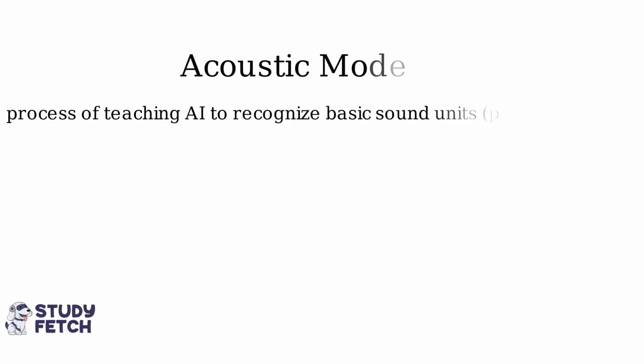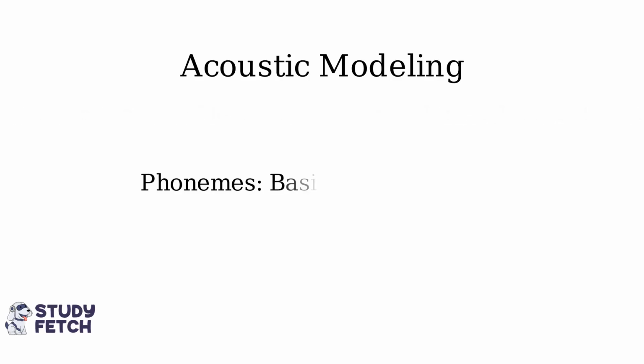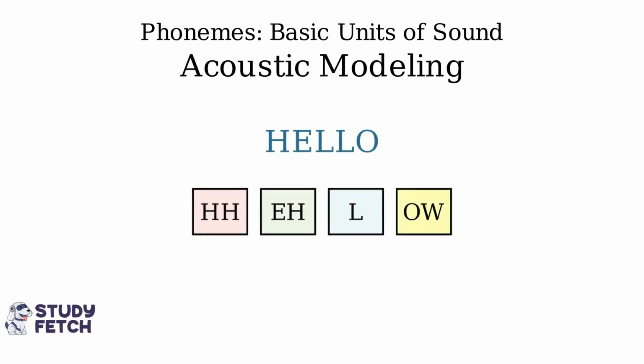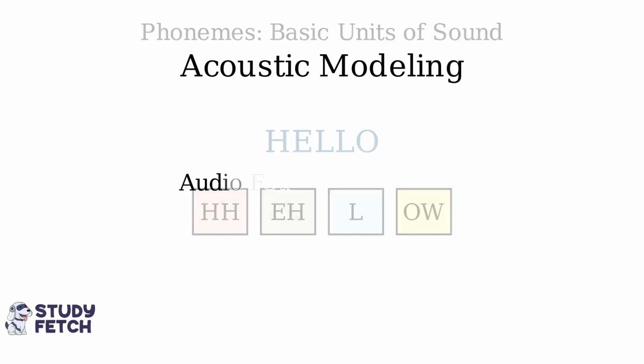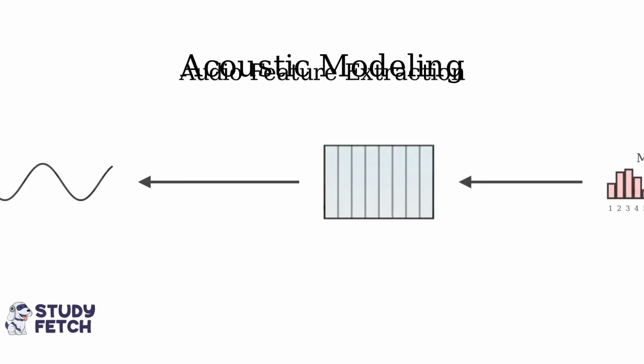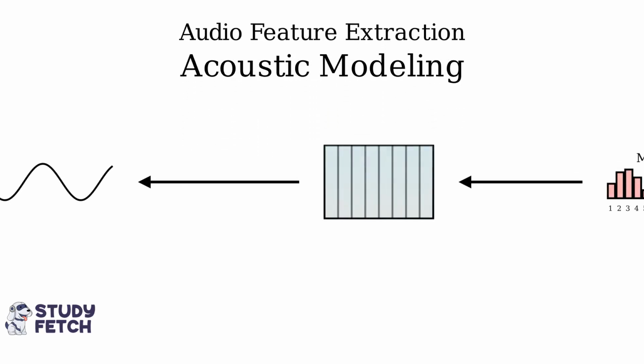Acoustic modeling is a crucial component of speech recognition systems. Acoustic modeling teaches AI to recognize phonemes, the basic sound units of speech. For example, the word hello breaks down into the phonemes H-A-E-H-L and O-W. To recognize these sounds, the system first extracts spectral features from the audio.